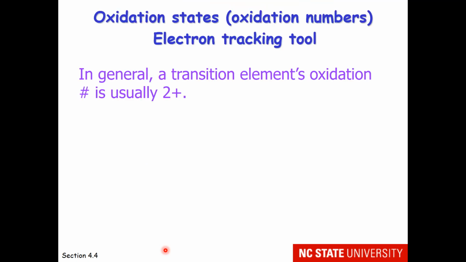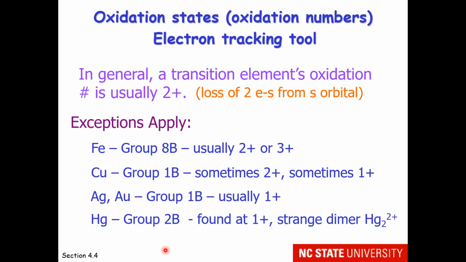What about transition elements? Well, in general, a transition element's oxidation number is usually +2. This is because if you consider removing electrons to make a cation, the s electrons are lost first from the valence band. So +2 would empty that s valence band. There are, of course, exceptions.